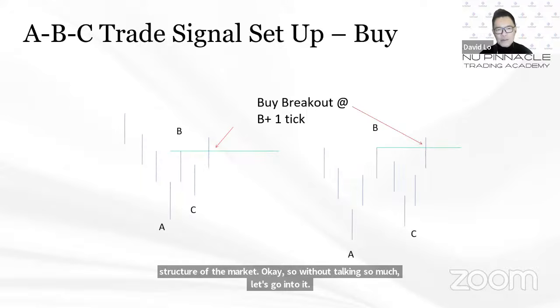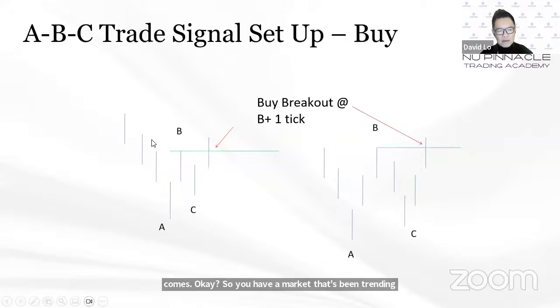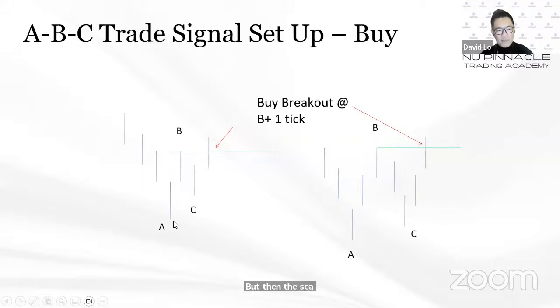The ABC trade signal. This is how a buy setup comes. You have a market that's been trending down. These are bars; it can be candlestick or bar charts. The bars come down and then form a low, a kind of absolute low, A. Of course markets don't always move down in a straight line. It retraces to the B level. And then it starts to move down again with the prevailing trend, which is down. So it goes down to C, but the C low doesn't break A. It doesn't make what we call a lower low. It doesn't break A.